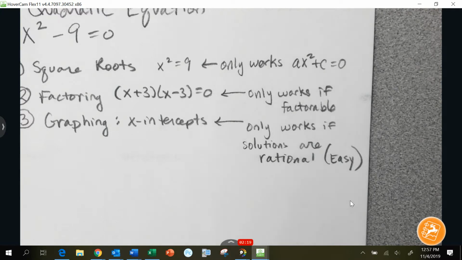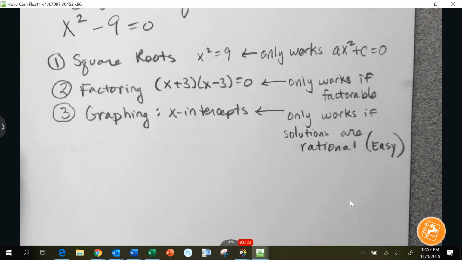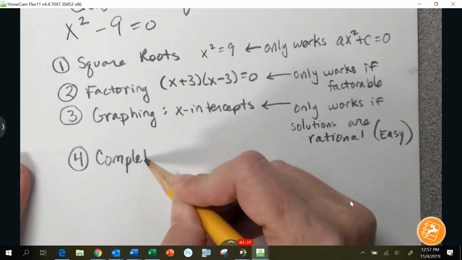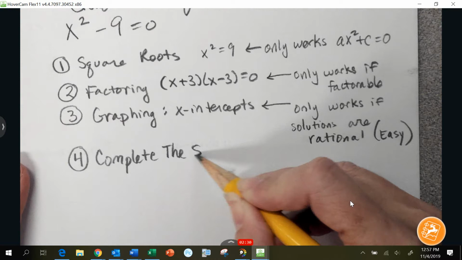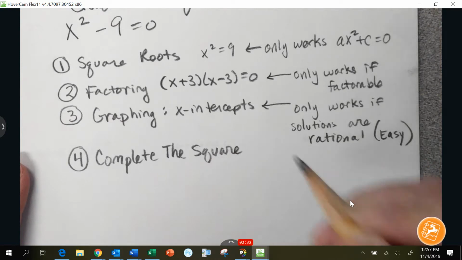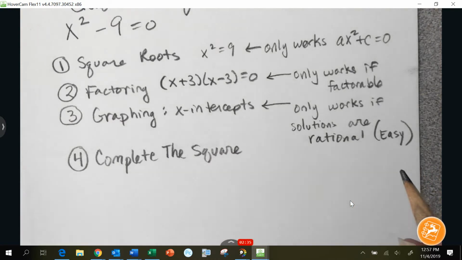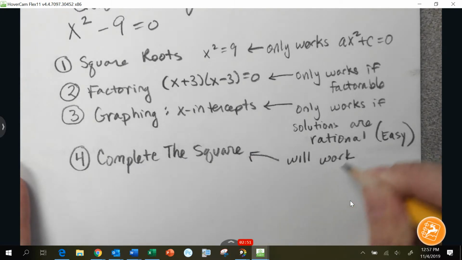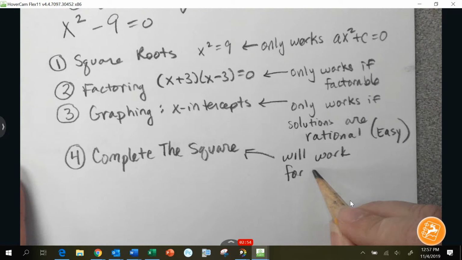Okay. So those are the 3 methods that we've learned so far. We're adding on the 4th method today. It's called complete the square. And this one will work for every single equation. But I'll tell you that it's not fun with certain kinds. It will work for every equation.